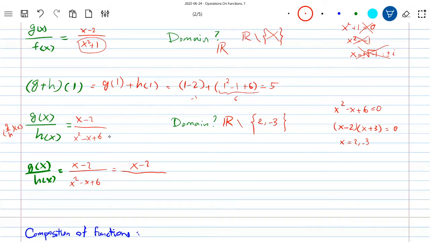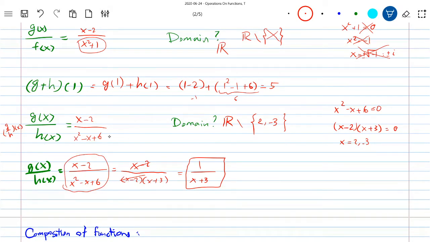Here, the denominator, if you remember, you can factor it: x minus 2, x plus 3. You can cancel out these two. What is left is 1 divided by x plus 3. So I simplified the function to 1 divided by x plus 3. But the domain of this function is all real numbers except negative 3. You can replace 2 here, but you cannot replace 2 in the original function.